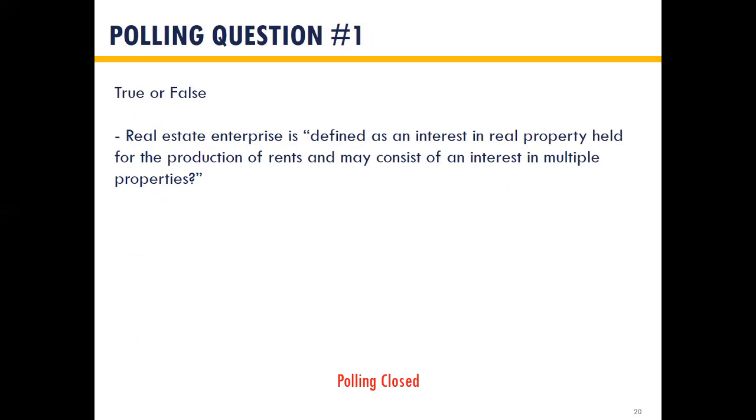So it brings us to our first polling question for CPE credit. True or false? We're making it difficult for the audience out there. A real estate enterprise is defined as an interest in real property held for the production of rents and may consist of an interest in multiple properties. I covered it quickly, but this is back to the safe harbor for rental income that we talked about 3 or 4 slides ago. So true or false?